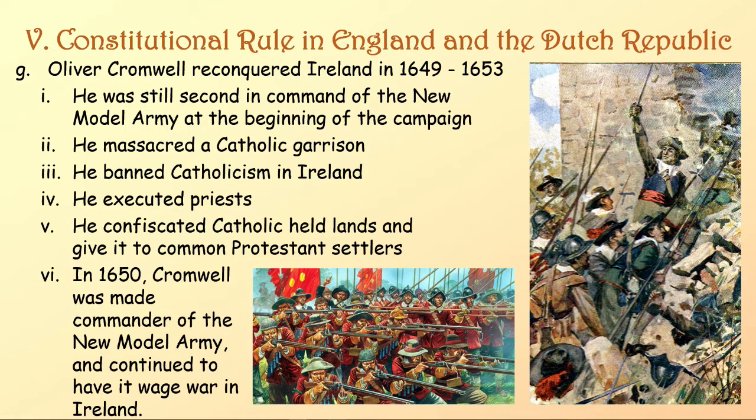Oliver Cromwell reconquered Ireland from 1649 to 1653. He was still second in command of the New Model Army at the beginning of the campaign, and he massacred a Catholic garrison. He banned Catholicism in Ireland. He executed priests. He confiscated Catholic-held lands and gave them to common Protestant settlers. And in 1650, Cromwell was made commander of the New Model Army, and he continued to have it wage war in Ireland.